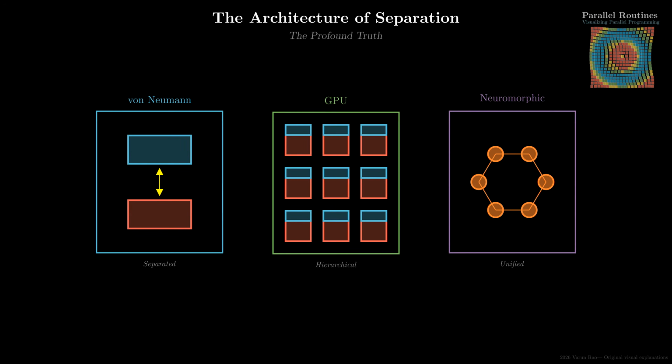Neuromorphic systems aim to blur the separation between memory and computation. Inspired by biological neurons, state and processing are co-located, and computation emerges from local interactions rather than instruction fetch.